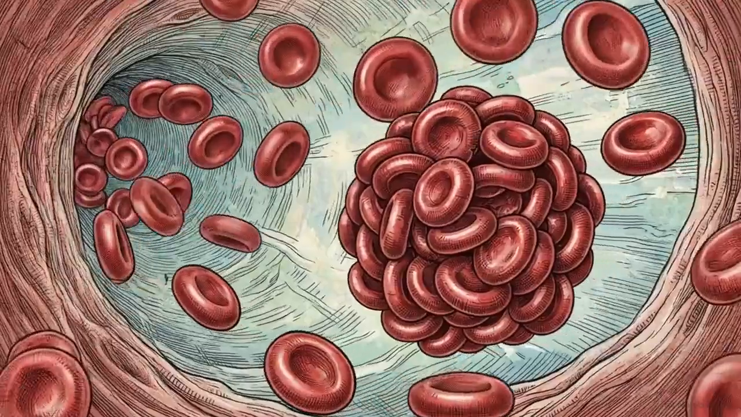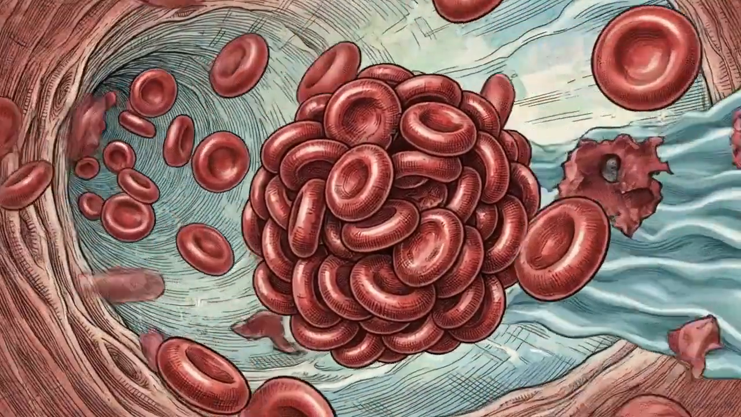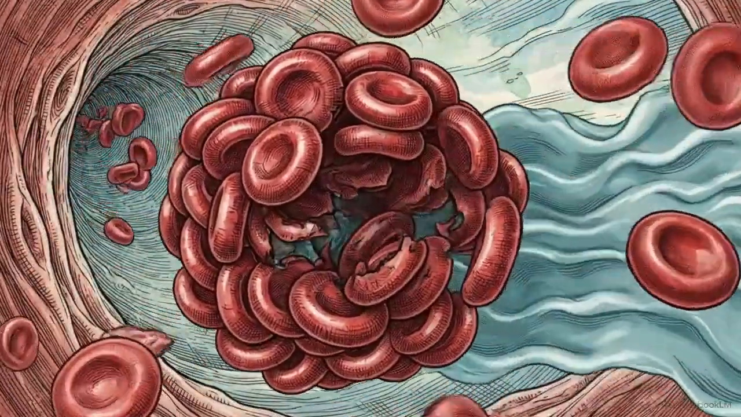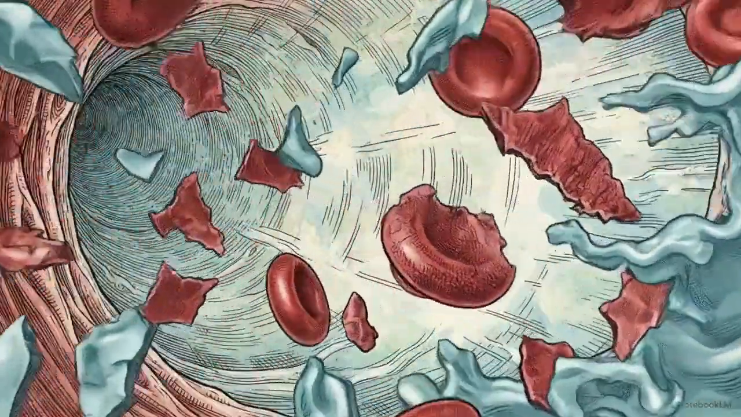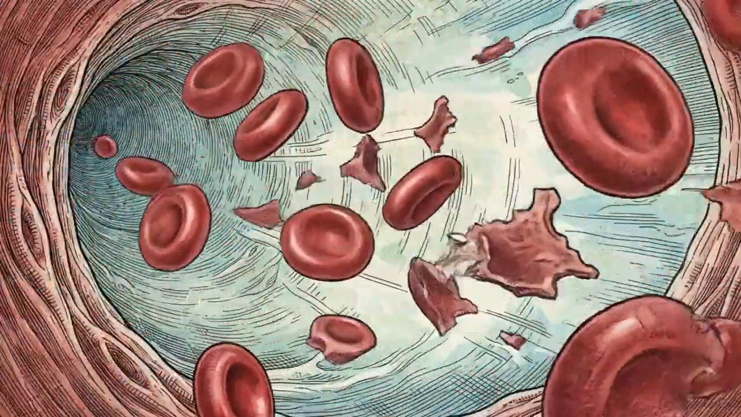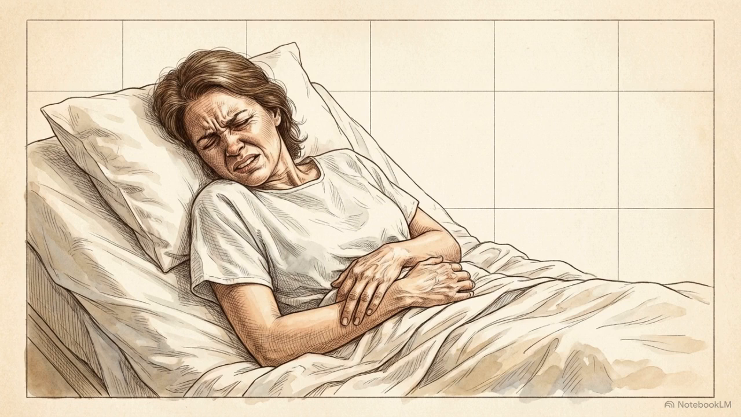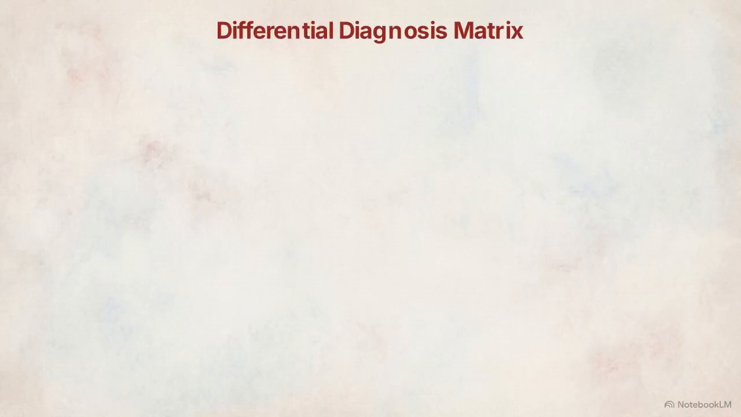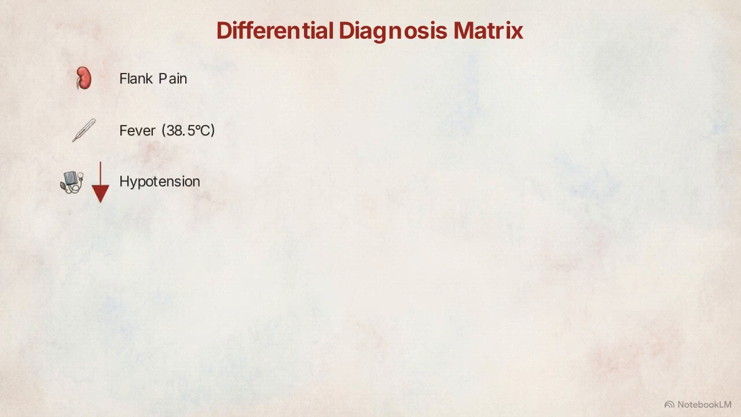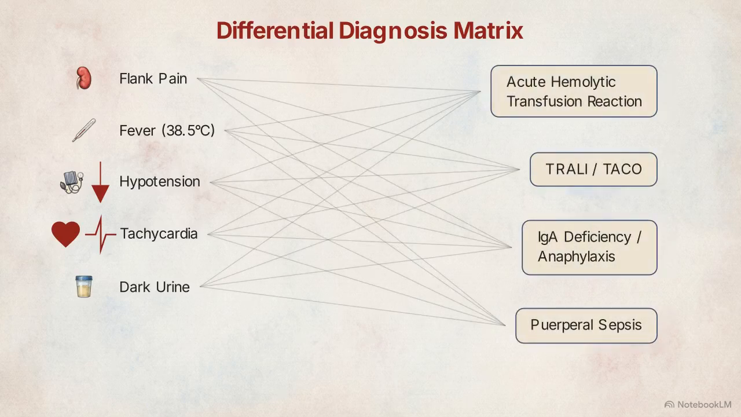When host antibodies detect incompatible donor red blood cells, they bind to foreign antigens, triggering immediate, violent destruction of the cells within the vascular system. Consider a 25-year-old postpartum patient with sickle cell disease. Shortly after receiving a unit of packed red blood cells, she develops flank pain, a fever of 38.5 Celsius, hypotension, tachycardia, and dark brown urine.